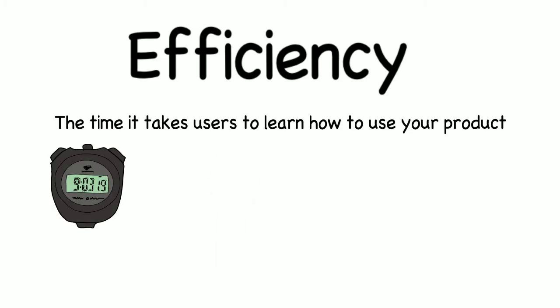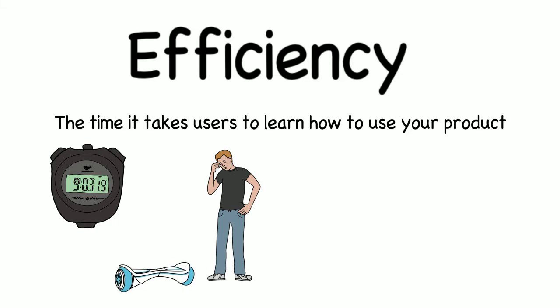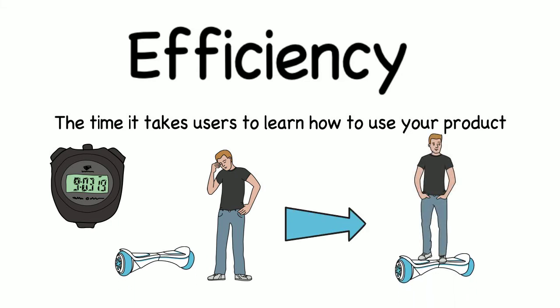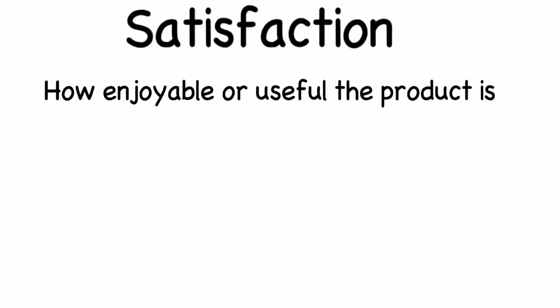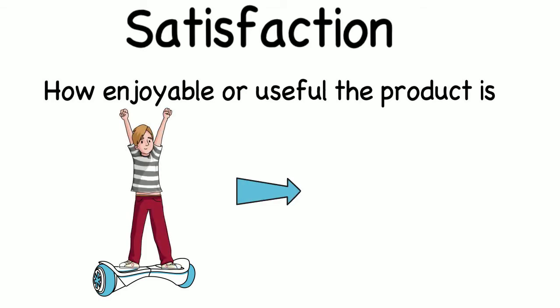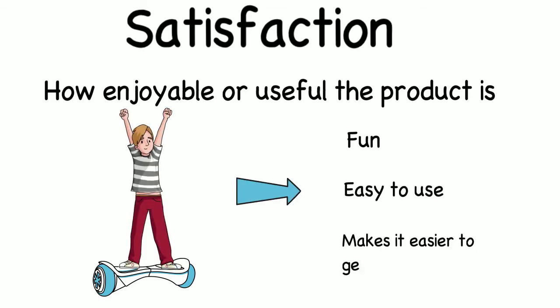Efficiency is the time it takes someone to learn how to use the product. If it takes a long time for your users to learn your product, they will grow bored or frustrated with it, and as a result they will not use it. Satisfaction is the level of enjoyment or helpfulness the product creates for the user. By meeting your users' needs, you create a feeling of satisfaction which leads to them using your product more.